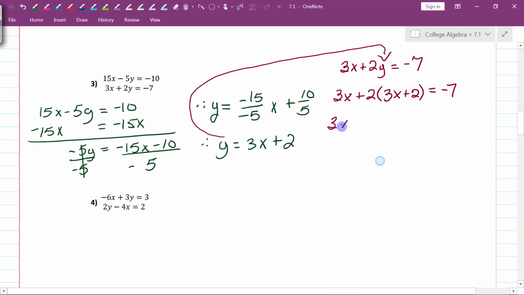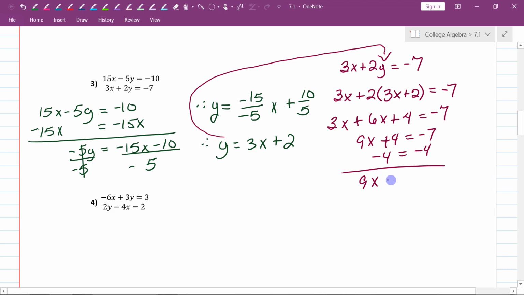3x plus 6x plus 4 is equal to negative 7. Combine like terms. 9x plus 4 is equal to negative 7. Subtract 4 from both sides, and I get 9x is equal to negative 11. Divide both sides through by 9, and I get therefore x is equal to negative 11 ninths.